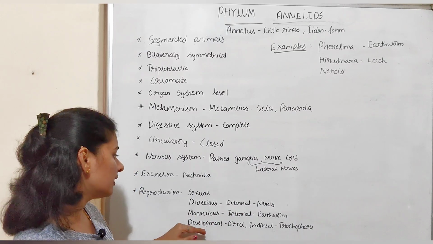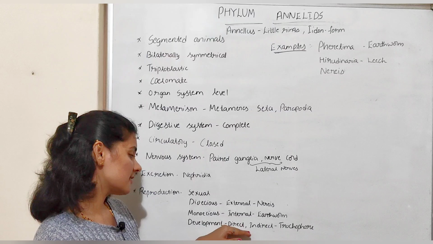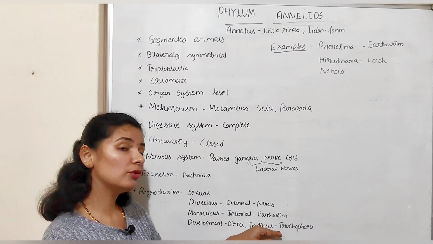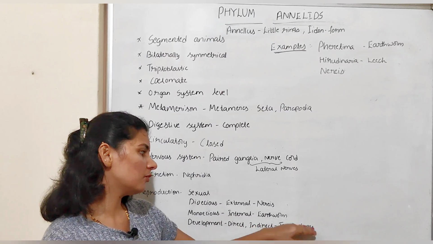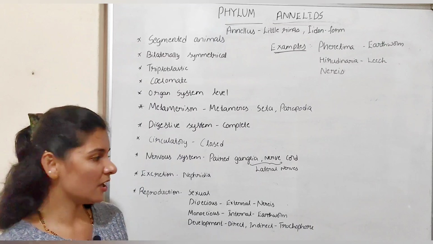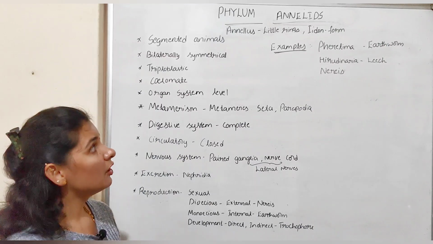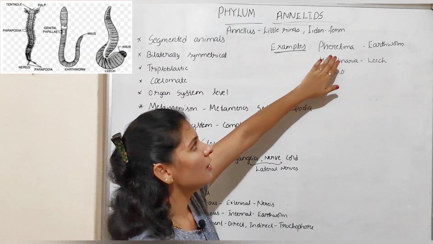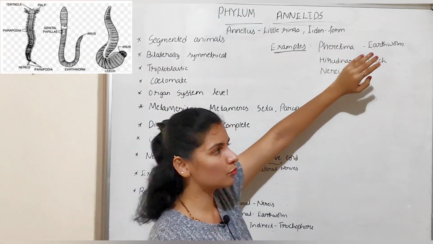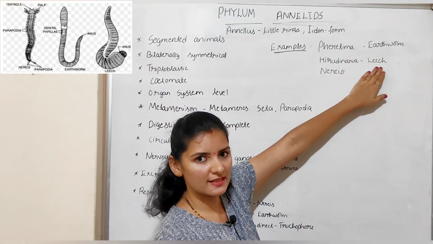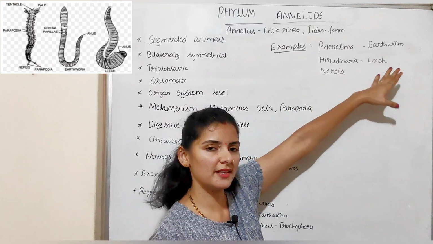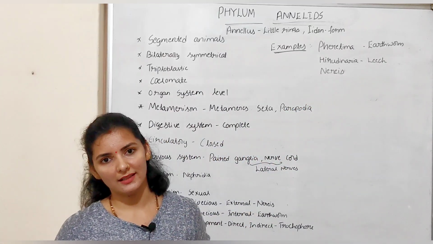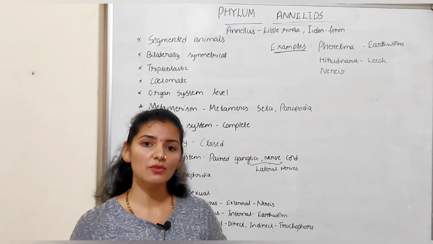The development is direct in some species and indirect in some other species, including a larval stage called trochophore larva. So that is about the reproduction. If we talk about examples of annelids, the very important examples are Pheretima, which is commonly called earthworm, Hirudinaria, which is commonly called leech, and Nereis, which is an example of aquatic annelids. So that is about the characteristics of annelids.